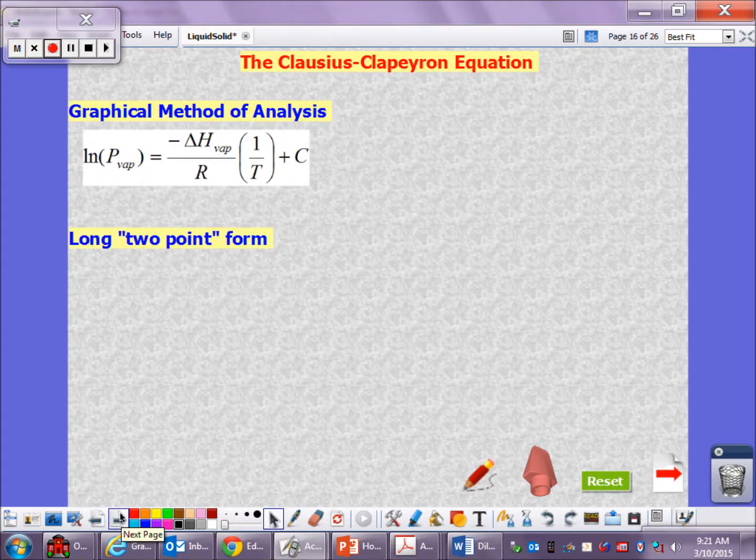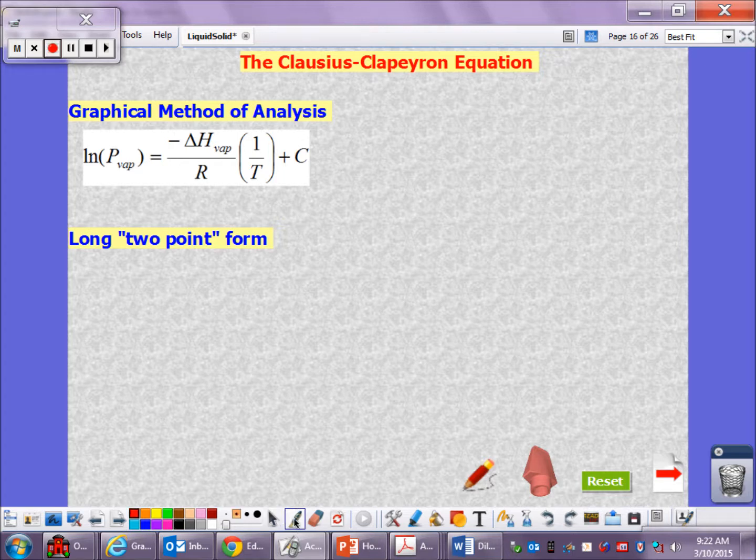Here is the equation. It is the Clausius-Clapeyron equation. You have the natural log of the vapor pressure equal to the negative of the enthalpy of vaporization over R, which is our gas constant. Because we are dealing with energy, that R has to be 8.314. So this is the energy R times the inverse temperature plus a constant. You do not have to worry about that constant.